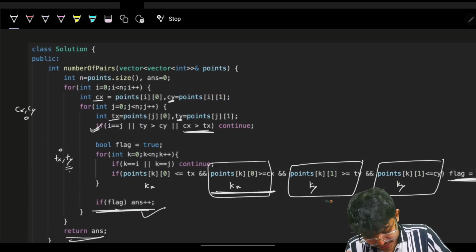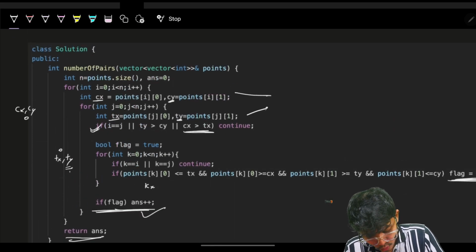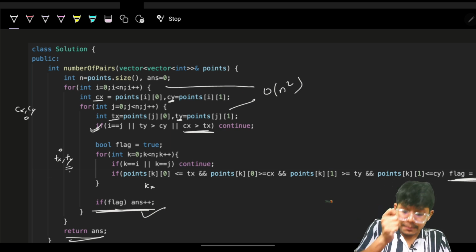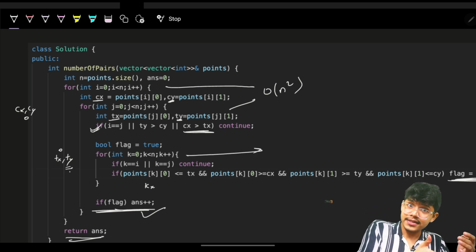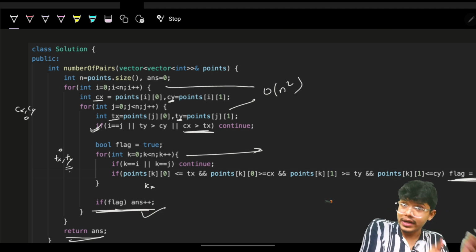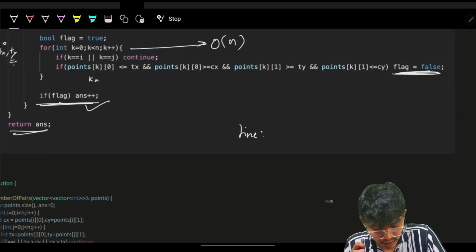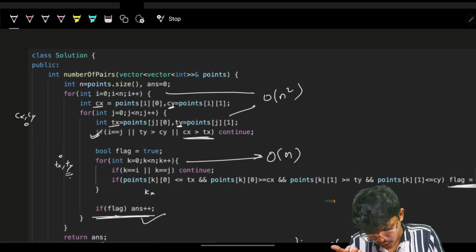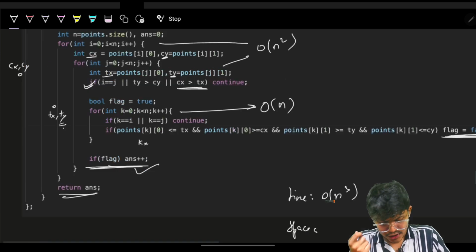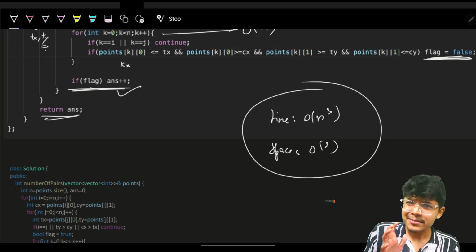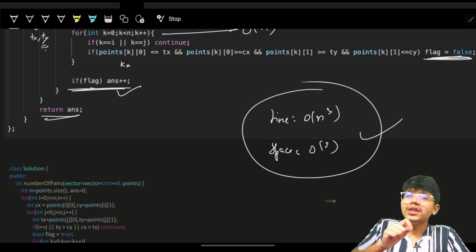Thus you saw that you have simply gone on and tried for all the possible pairs. It's O of n square pairs, and for every pair you are going through all the other points and checking, so it's again O of n. So in total the time will be O of n cube. Space, as you can see, you are not using any extra space whatsoever, so for sure space is O of 1. Okay, that seems good, but it will not work for the hard problem.